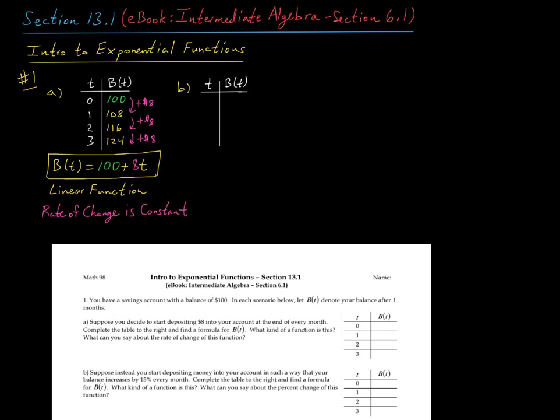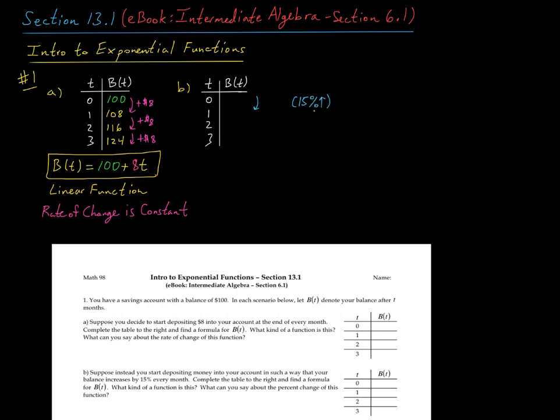Cool. All right, so now let's go ahead and check out B. So instead of adding $8 at the end of every month, now it says we're going to deposit money into your account in such a way that your balance increases by 15% every month. Okay, so what operation am I going to be applying month to month now if I'm going to be applying a 15% increase?